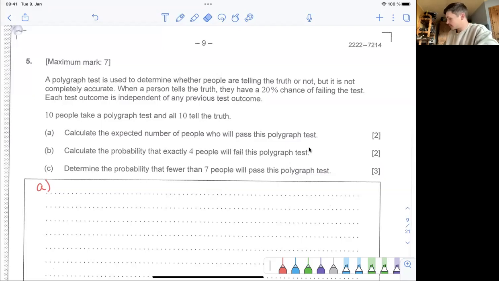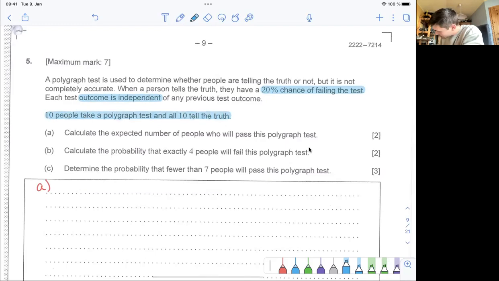All right, so let's underline or highlight important information. So we've got a 20% chance of failing the test, even if you tell the truth. So therefore we have an 80% chance of passing the test when they tell the truth. Each outcome is independent, right? And we have 10 people taking the test, and they will tell the truth.